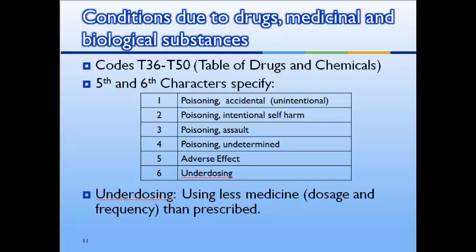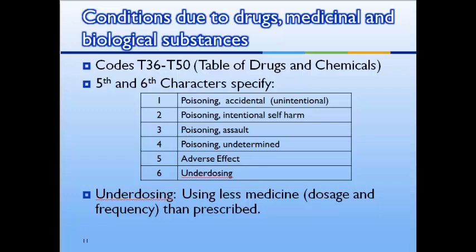Also included in the injury chapter are the conditions due to drugs, medicinal, and biological substances. Understanding the definitions of underdosing, poisoning, and adverse effects is key to proper coding. Of note, you will see up above that poisoning can be due to different things such as accidental, intentional, or assault, or undetermined.